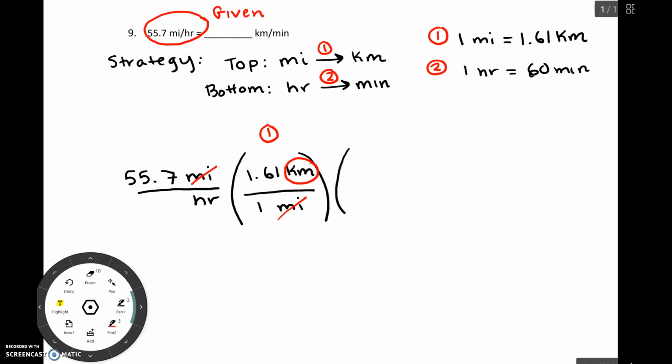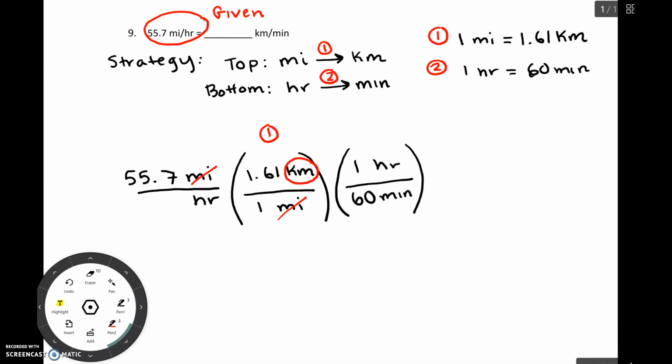Next, I'm going to do that second step, and I'm going to do it right in a row. So I'm going to set up another conversion factor. And now I'm going to convert the denominator. So I want to get rid of hours, and I want to get to minutes. I'm looking at my second equivalence. I know that 1 hour is 60 minutes. The thing that's different when I'm converting units in the bottom is that hours are starting at the bottom. In order to get them to cancel, when I look at my second equivalence, I want to put the 1 hour on the top and the 60 minutes on the bottom.